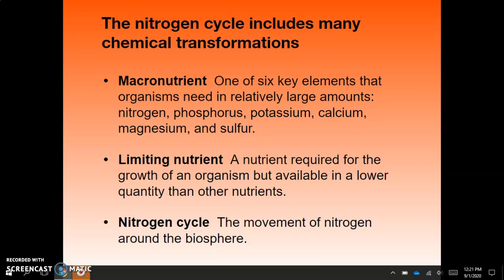The next cycle we're going to talk about is the nitrogen cycle, and this one's probably the most complex because there's a lot of different chemical transformations happening during the nitrogen cycle. So just a reminder on macronutrients, those are one of the 6 key elements that organisms need in relatively large amounts. These include nitrogen, phosphorus, potassium, calcium, magnesium, and sulfur.